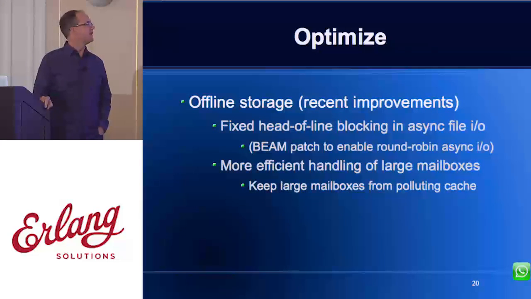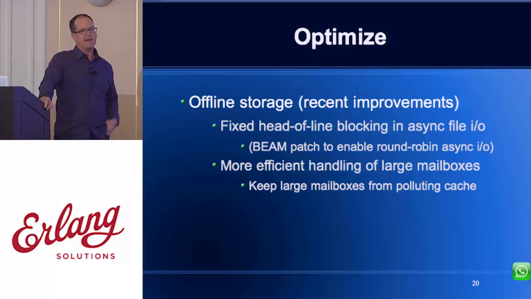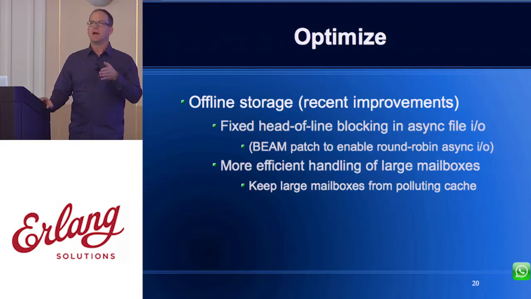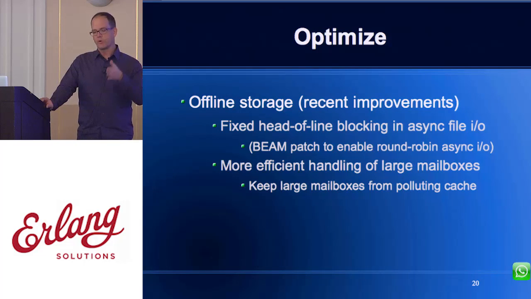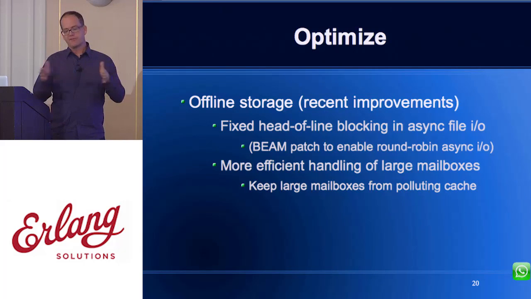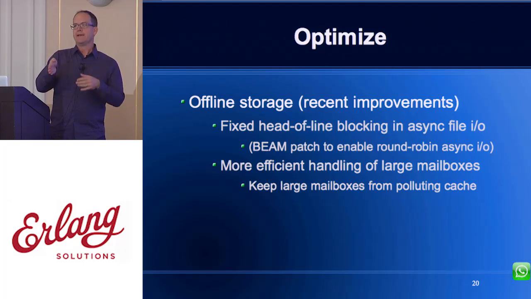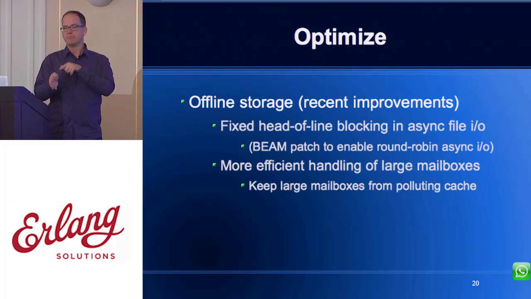Some recent improvements to offline. We fixed a head-of-line blocking problem in async file I/O. So Beam wants to hash the file port and assign all the I/O for a file port to a single async thread, which for us was a problem because the way the offline system works is each cache partition, and there's 48 cache partitions per node, each one only has one file port that it's doing all its I/O over. So we'd have a situation where a large mailbox or a slow disk or whatever would slow down a particular async thread, and then everything on that cache partition would get blocked behind it.